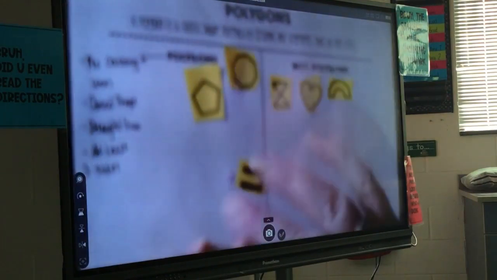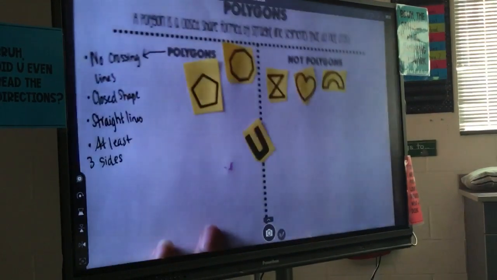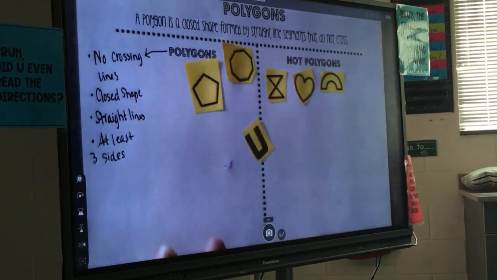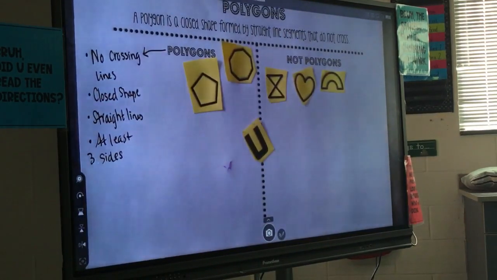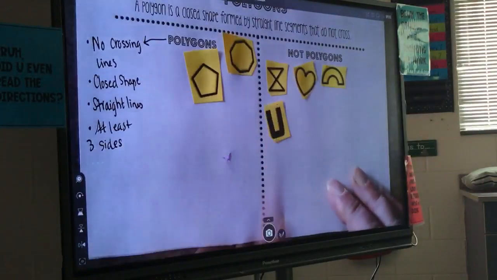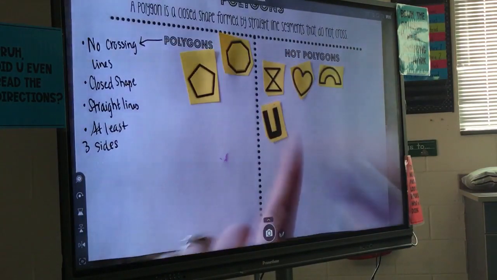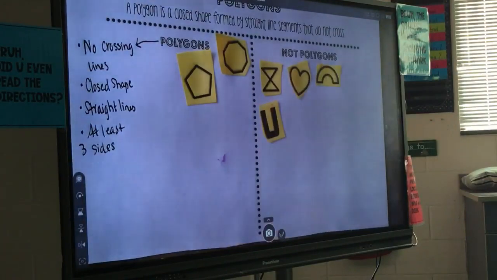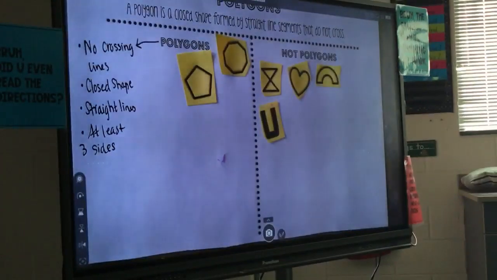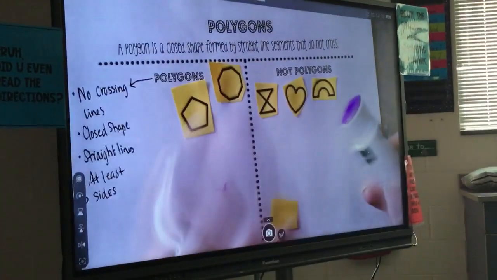All right, what about this one? Some of us are saying yes, some of us are saying no. It meets the closed shape criteria, right? It is a closed shape. There's not an open side to it, because all the sides connect. So it meets that criteria. Does it have at least 3 sides? Yes. Okay? Does it have straight lines? No, because the 2 on the bottom curve. So that is the only reason this is not a polygon.